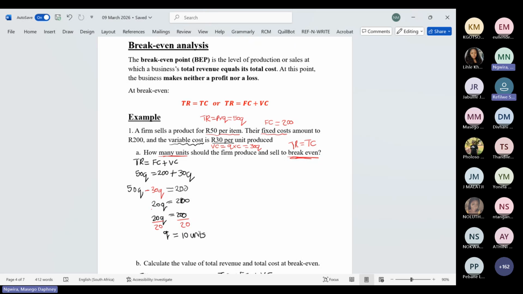It's 50Q, so we're just going to take the 50 rand from the statement, products for 50 per item, just because we don't have a Q. Oh, now I understand. Yes, thank you, ma'am. Continue. Okay. Next.